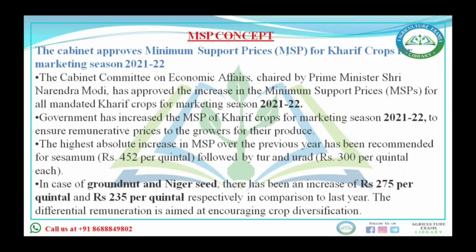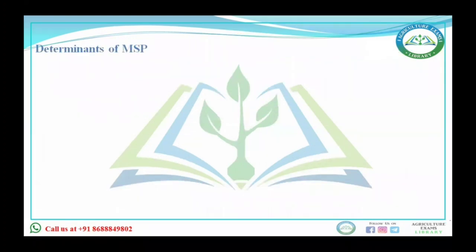Government has increased the MSP of Kharif crop for the marketing season of 2021-22 so that the farmers could get remunerative price of their produce. In this Kharif crops MSP, you can see the highest increase from the previous MSP is seen in case of sesame, that is Rs 452 per quintal, followed by tur and urad, that is 300 rupees per quintal. In case of groundnut and Niger, there has been an increase of 275 per quintal in case of groundnut, but 235 per quintal in case of Niger seed.